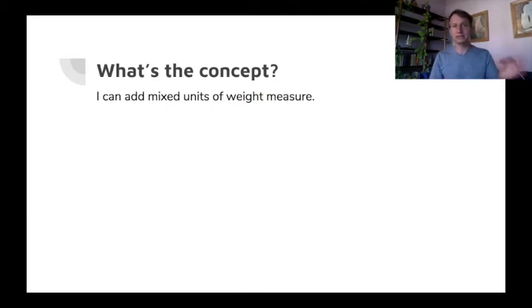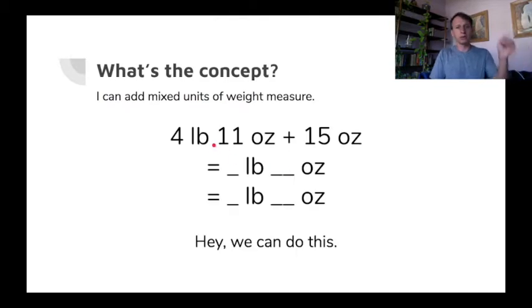Adding mixed units of weight measure, and then we'll do subtracting. And you're going to find this is going to go pretty quick. This is a very straightforward, quick lesson, all right? 4 pounds, 11 ounces, plus 15 ounces.